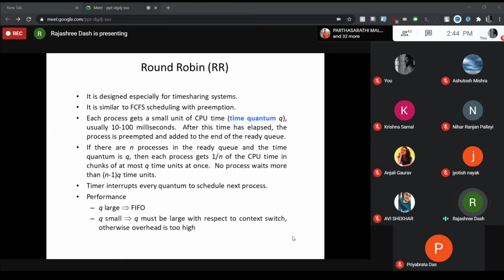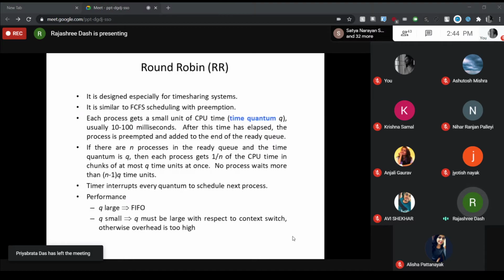According to the concept of round robin scheduling, a small time unit called a time quantum is specified. Each process gets a small unit of CPU time. That is, whatever the time quantum may be, that much time the process will be allocated to the CPU.